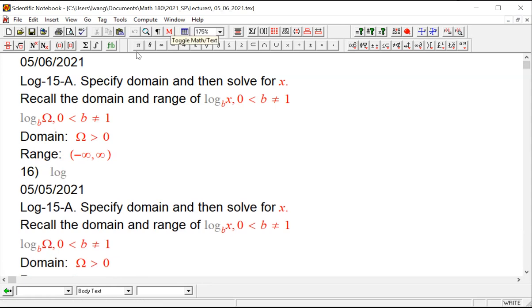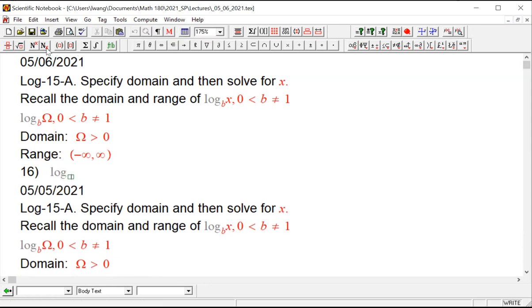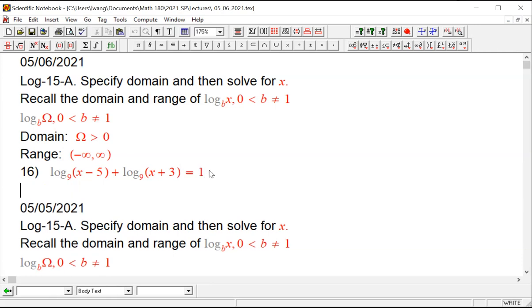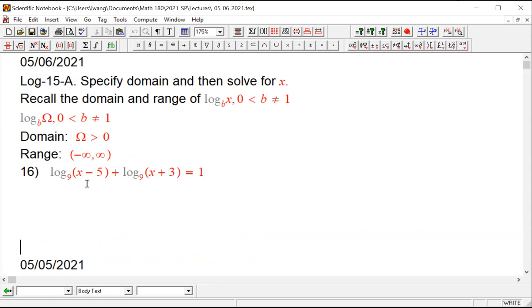So we have log base 9 of x minus 5 plus log base 9 of x plus 3 equals 1. And of course we're going to start with the domain.